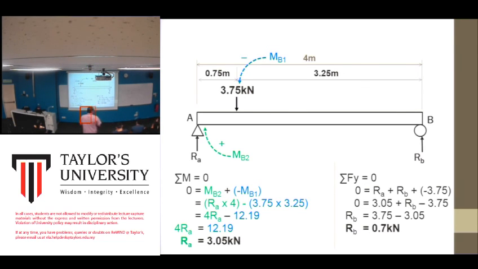Guys, I repeat, this MB thing, MB1, MB2, is just for your reference. That's it. The thing that you should be concerned about is whether it is negative or positive. That's it. Okay?